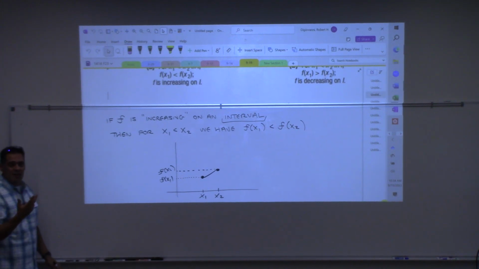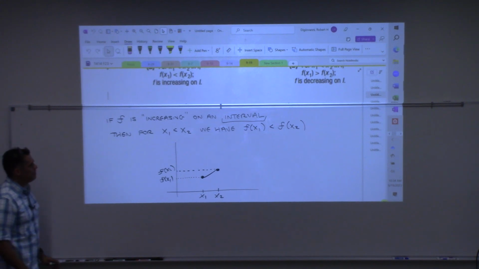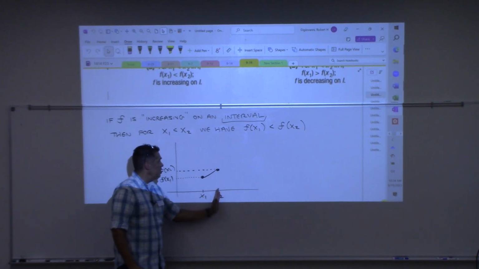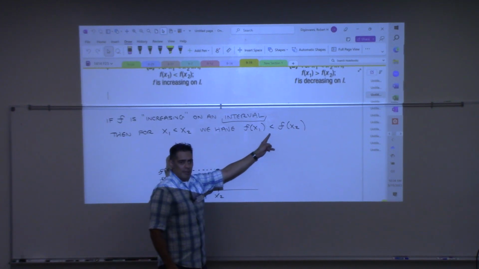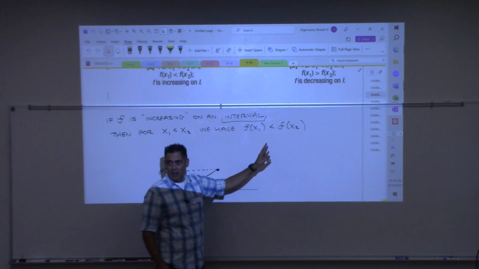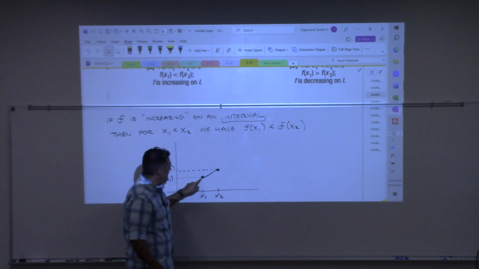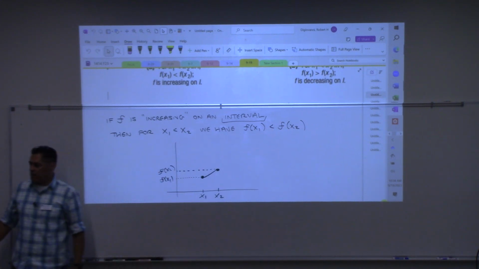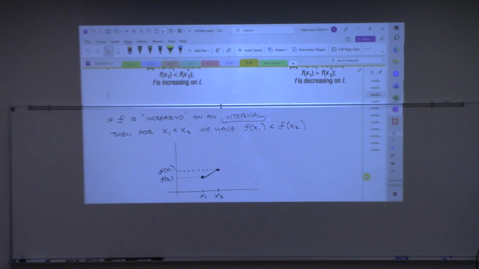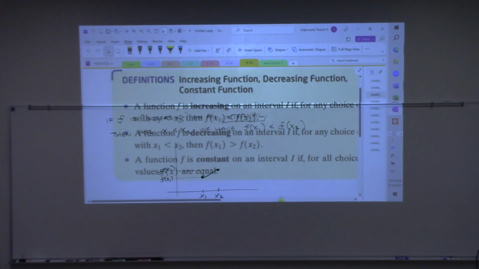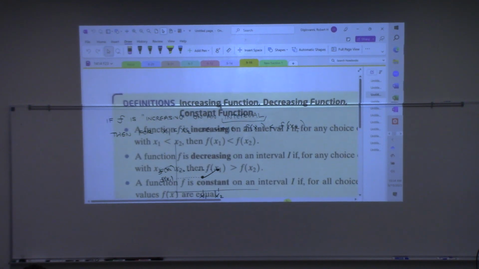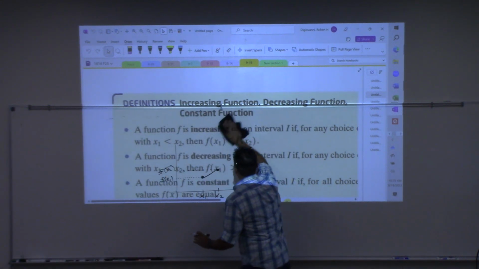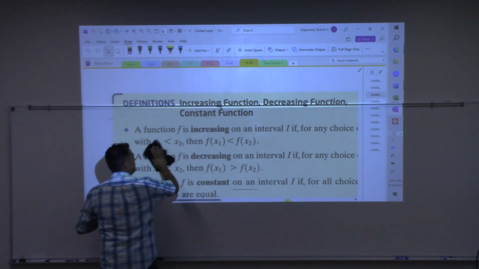Okay, decreasing. What's the only difference between this and decreasing? The x1 part stays the same. When this point is to the left of this one, we want the opposite: we want the first point to be higher than the next one. So we would just flip this inequality over. That's what the definition says. Let me erase it here. So that's what these two definitions are saying.